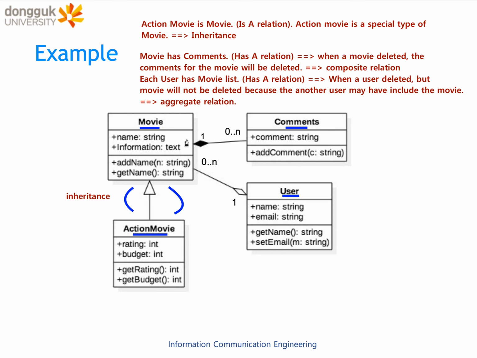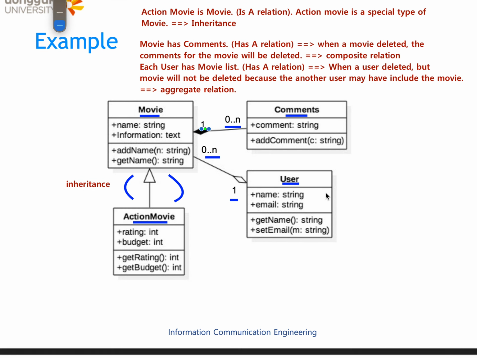In this case, you can see if the movie is gone, the comment should be gone. So you have to note a composite relationship, and in this case an aggregate relationship. Also you can state the multiplicity: one movie, several comments; one user, several movies. One user can see several movies. Maybe one user has never seen a movie, another user has seen hundreds of movies. This shows the relationship. So that is the basic part of the class diagram.